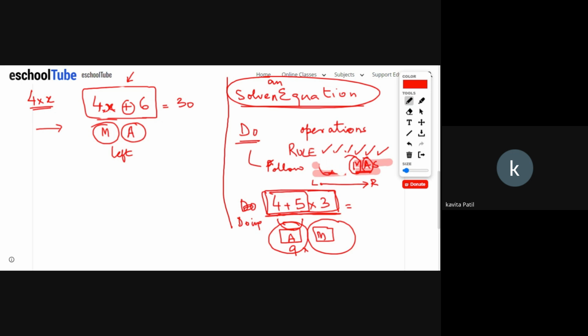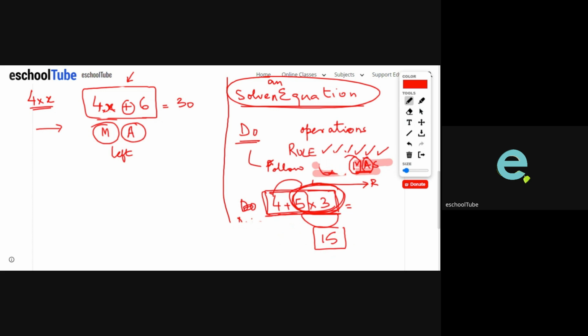Okay, so is the answer 60? Sir, 19, because first 5 multiplied by 3 is equal to 15, and then 15 plus 4 is equal to 19. So first you are doing multiplication. The answer is 15 and then you have to do addition. So the correct answer is 19.